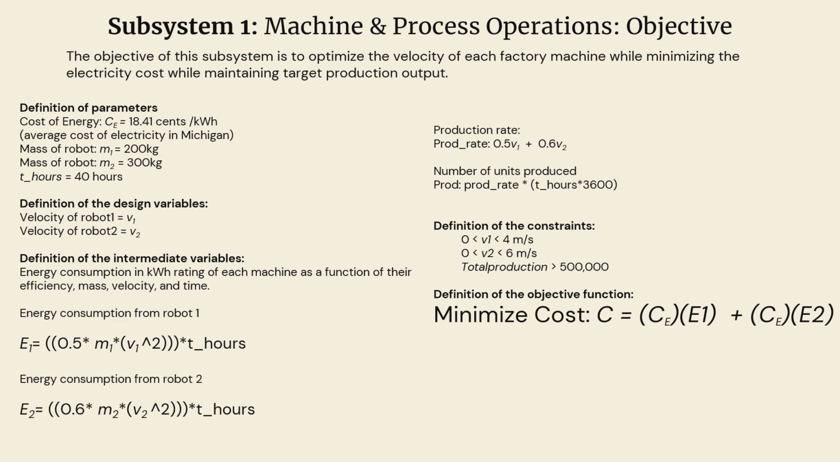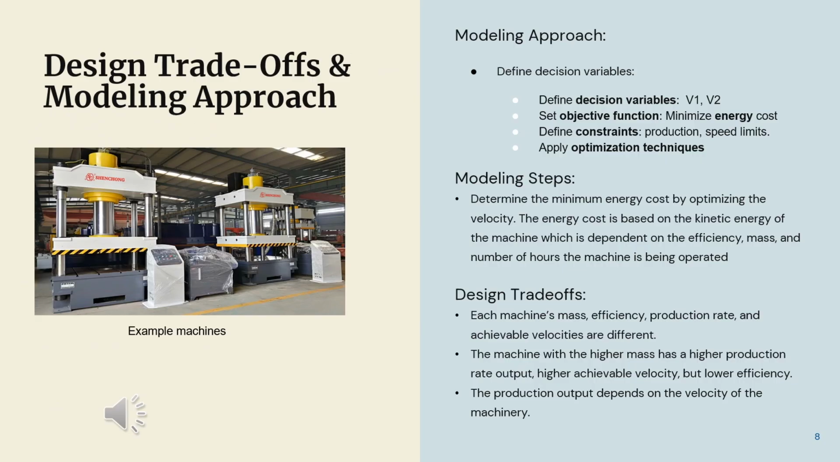To model energy consumption, we use these equations, where energy consumption is a function of the robot's mass, velocity, and power consumption factor. The production rate is calculated based on the robot's speeds per unit. The total production output depends on the robot's speeds and time available to produce. We set as our constraints to ensure feasibility of the robot's movements and meet the production requirement of at least 500,000 units.